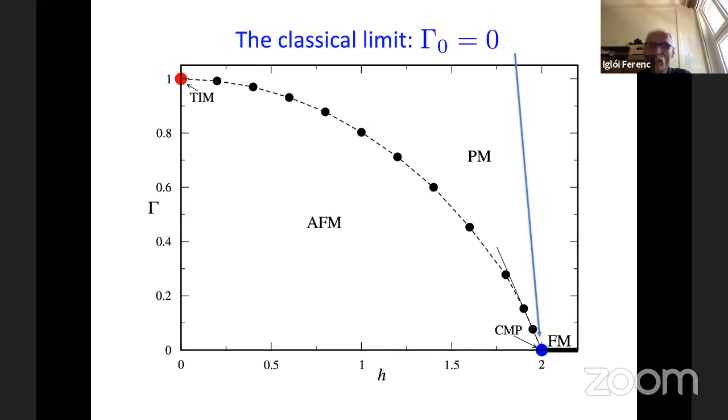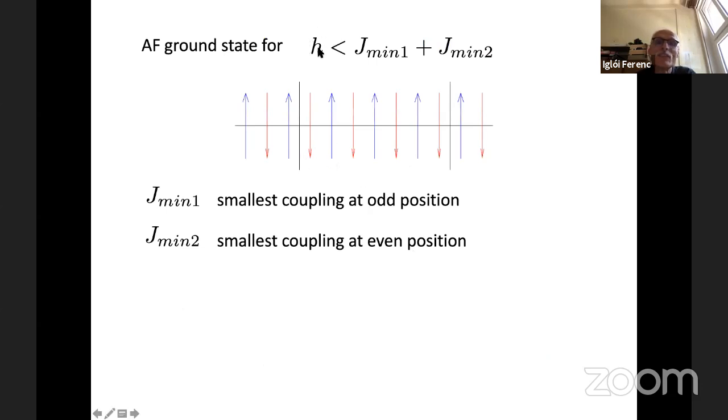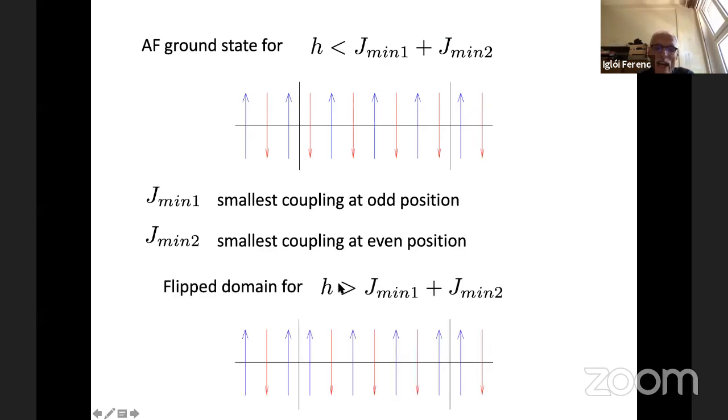Okay, the next point: what is going to happen in this classical limit when gamma goes to 0? When we go to this limit, one can make a simple consideration. If this longitudinal field is small enough, actually smaller than the sum of the two smallest couplings, one in the odd position, one in the even position, then the ground state is still antiferromagnetic. If, however, it is stronger, then this block will be flipped, as shown here, since it is energetically favorable to have one more spin pointing in the direction of the external longitudinal field, at the cost of the two couplings, which are now not favorable.